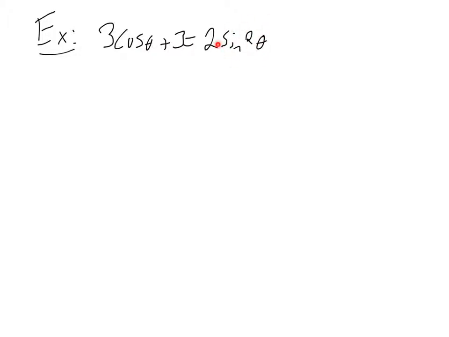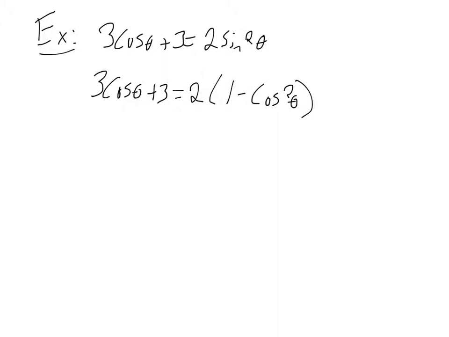So for sine squared, what's a trig identity that I could use? 1 minus cosine squared theta, right? Or there is the double angle, cosine 2 theta. But 1 minus cosine squared theta from the Pythagorean identity is probably better because now I have it entirely in terms of cosine theta.